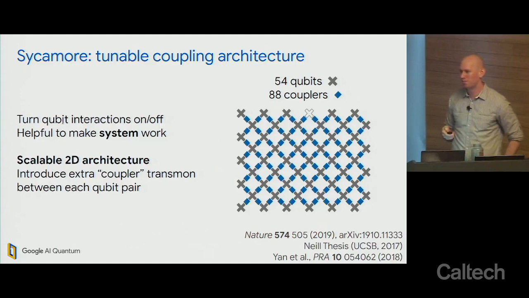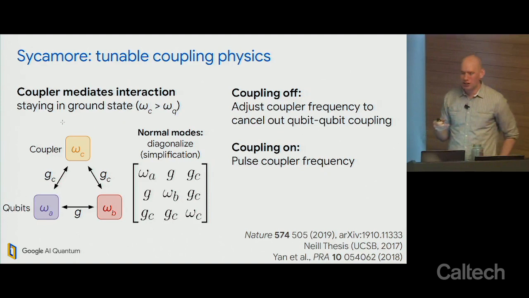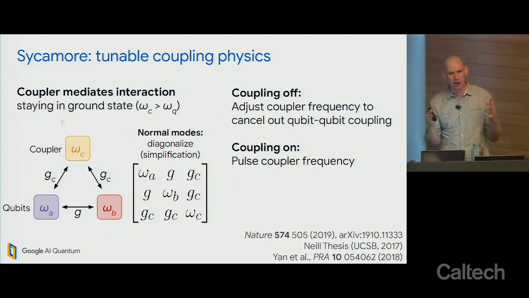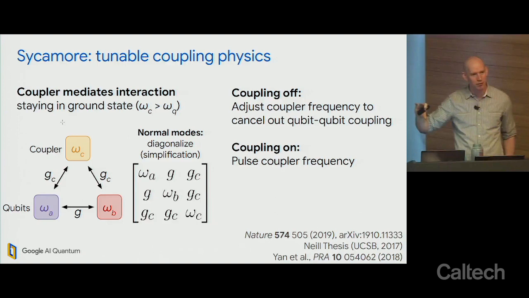I want to give you a flavor of the physics of how these work, although, as you can imagine, it gets kind of complicated. The trick is that the coupler mediates the interaction between the two qubits. So let's have a look at this diagram here. This is the same diagram we had before with an additional element, which is our tunable coupler. And it's at a higher frequency than the qubits.